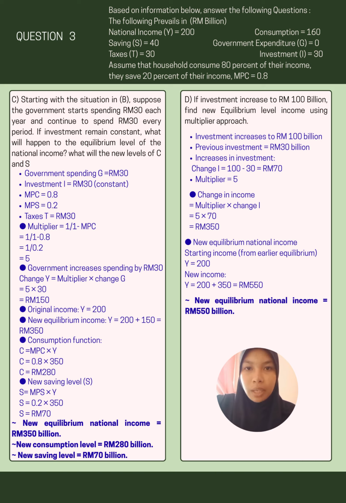For question 3D, investment increases from 30 billion ringgit to 100 billion ringgit. The increase in investment is 70 billion ringgit. Using the multiplier of 5, the change in income equals 5 times 70, which is 350 billion. So the new equilibrium national income becomes 200 plus 350 equals 550 billion ringgit. This shows that higher investment leads to higher economic growth through the multiplier effect.